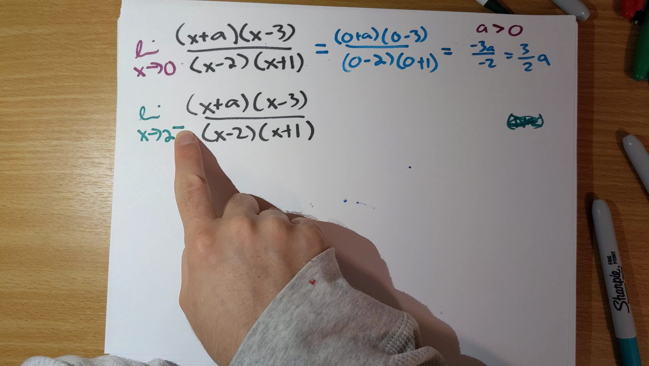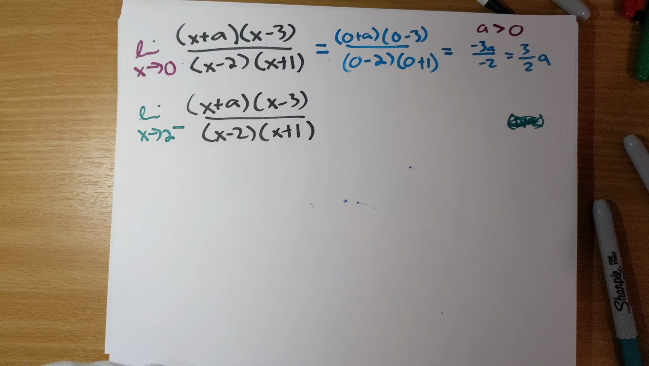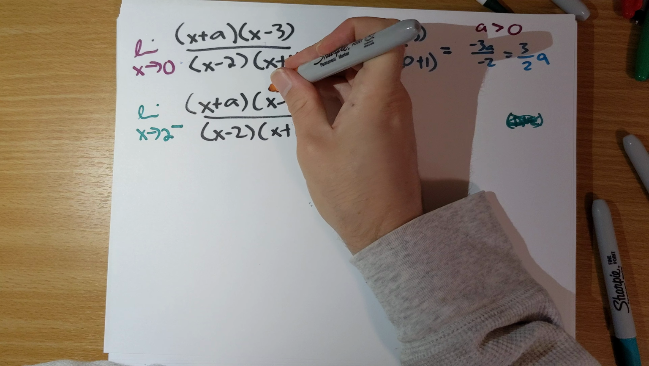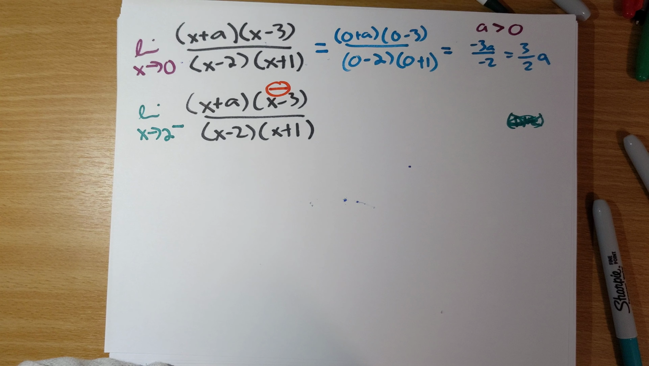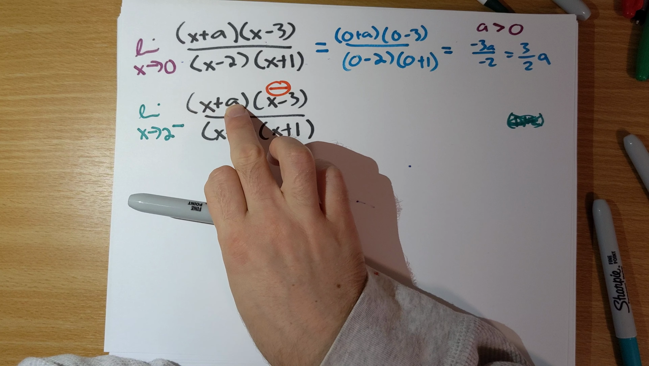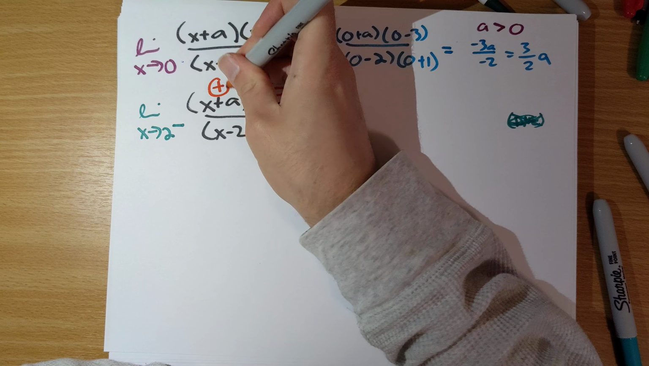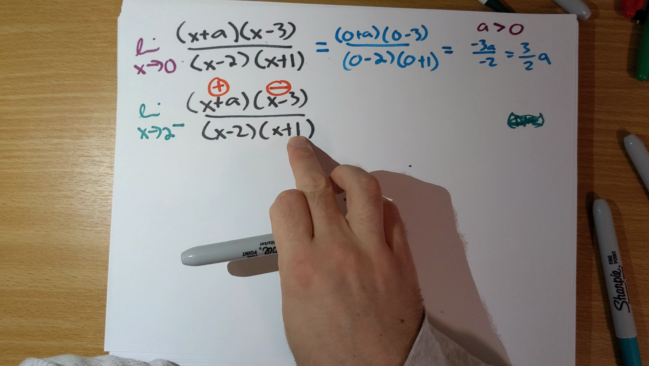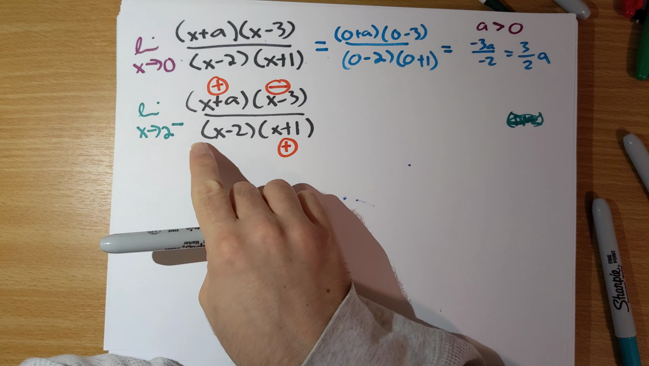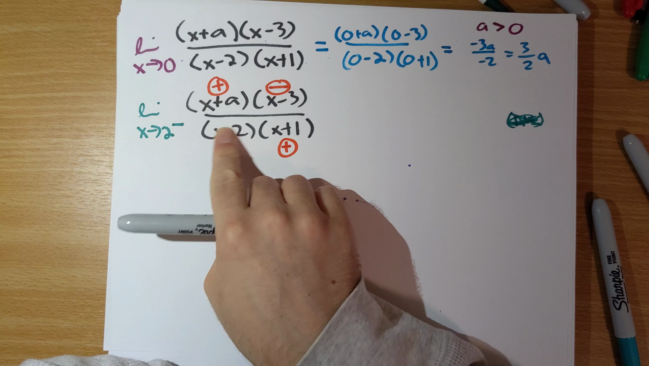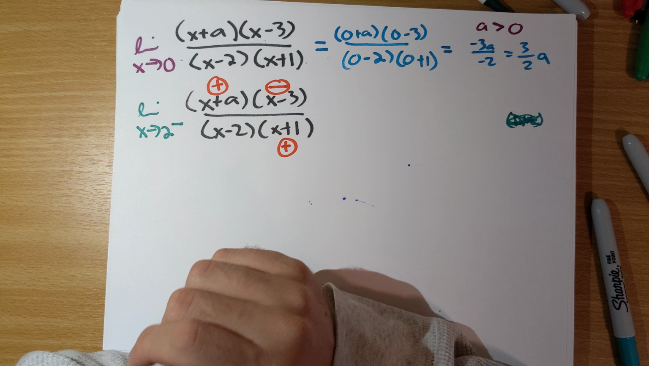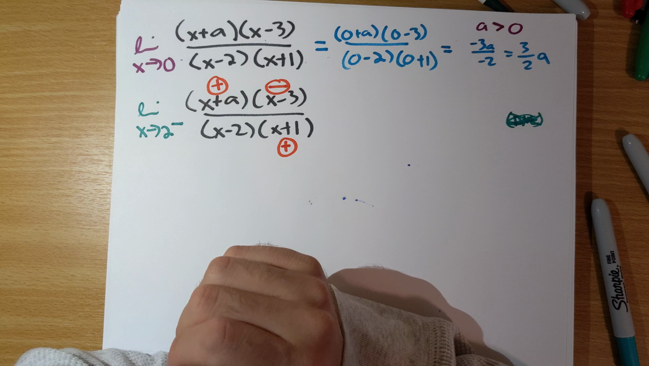So as x gets close to 2, let's see here, x minus 3 gets close to negative 1. So that term will be negative. As x gets close to 2, this goes to 2 plus a, that's going to be positive. As x gets close to 2, this gets close to 2 plus 1, that's positive. And now, this is going to get close to 0, but we should ask ourselves, is it going to get close to 0 for numbers a little bit less than 0, or for numbers a little bit bigger than 0?